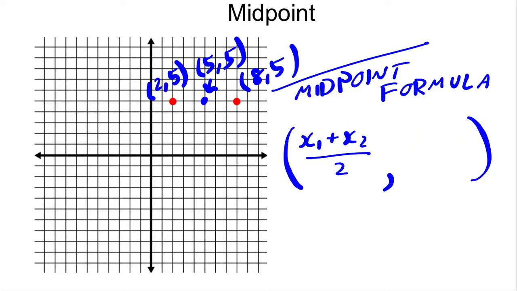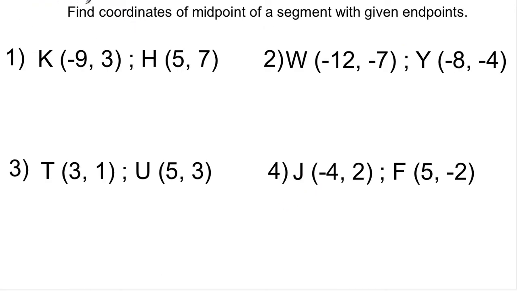So for this example here, look at the x values. 2 plus 8 is 10. 10 divided by 2 is 5, which we get here. The y values, 5 plus 5 is 10. 10 divided by 2 is 5. So we actually get this from the midpoint formula. We don't need to count. And here are some examples of that.